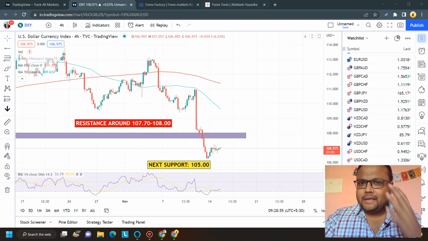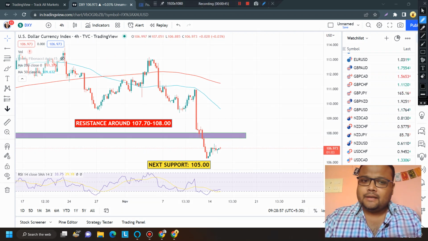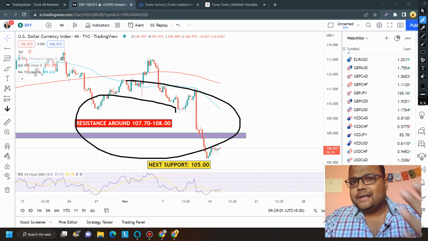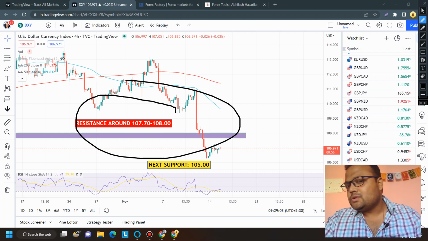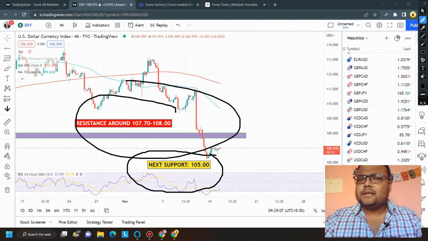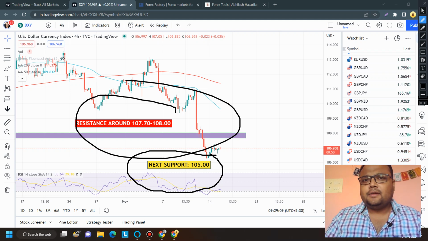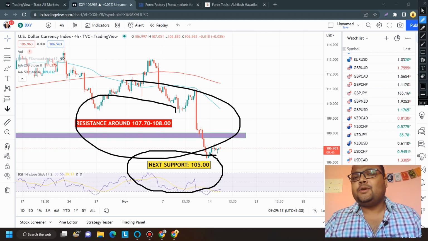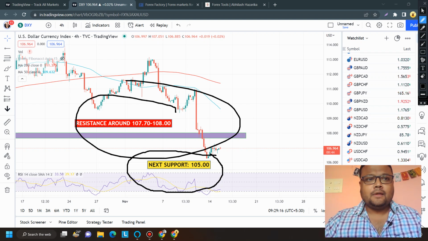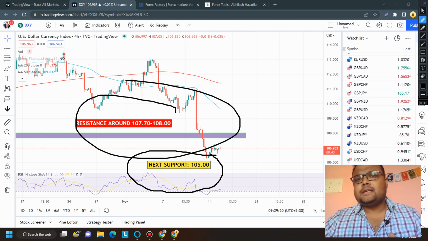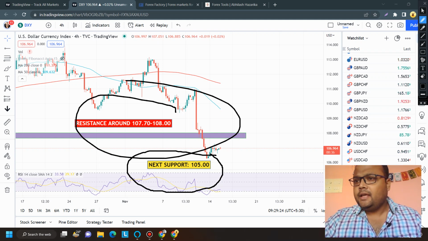In case DXY starts going up, then 107.70 to 108 will be the new resistance, and in case DXY shows a big fall, then 105 will be the next big support. I do not want to repeat the same stuff. If you're new to the channel and you're looking for a detailed analysis, then please watch the video that I uploaded on Saturday, because overall the levels that we have been discussing are still the same, as there is not much volatility in the market.